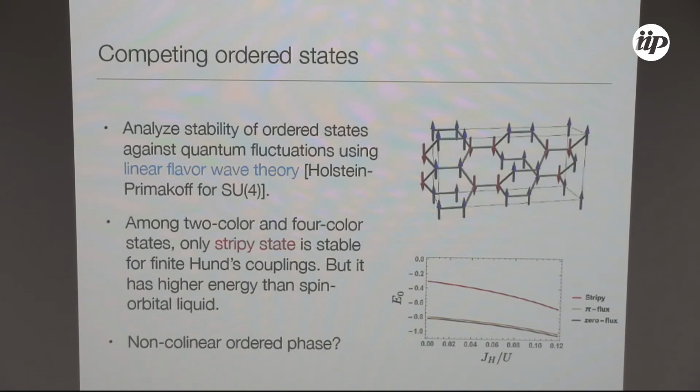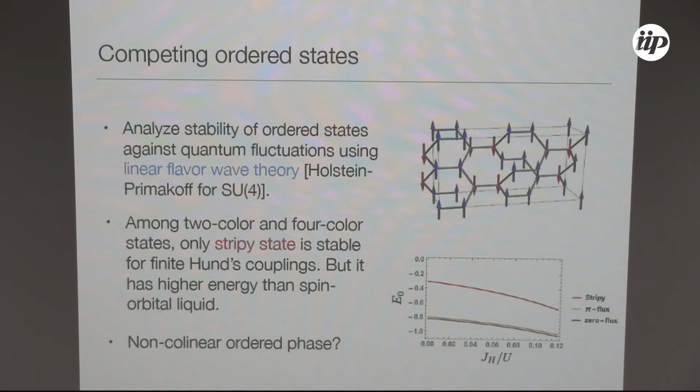We also looked at competing order states, and here we put back the Hund's coupling, because it lifts the degeneracy of the classical states, and we can analyze the stability of the order states using the so-called linear flavor wave theory. This is just a linear spin wave theory using a Holstein-Primakoff representation of SU4. And we found that out of the states that we considered, which were 2-color or 4-color states, only the stripe state that is represented here by this figure is stable. This would be the direction of the magnetic moments after we undo the rotation of the lattice. Only this state is stable, but still it has higher energy than the spin orbital liquid state, the zero-flux state.